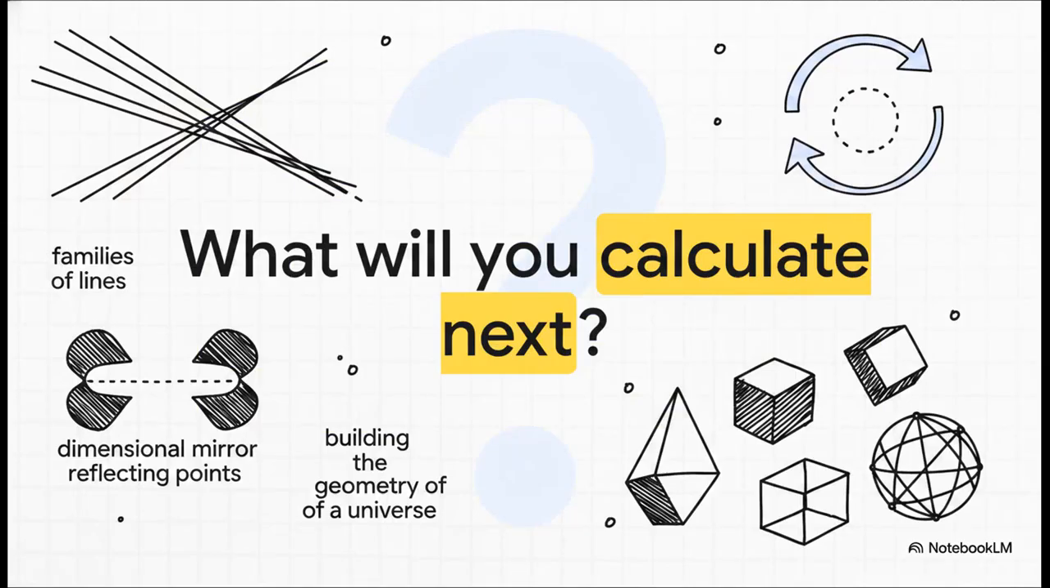We started today with an empty grid and a very basic definition. And now? Now you hold the tools to construct families of lines, reflect points across dimensional mirrors, and literally rotate the mathematical universe to your advantage. Coordinate geometry isn't just some boring subject. It's honestly a superpower. With just a few variables, you can build, reflect, and shift the geometry of an entire universe. So, looking at the complex world around you, what will you calculate next?